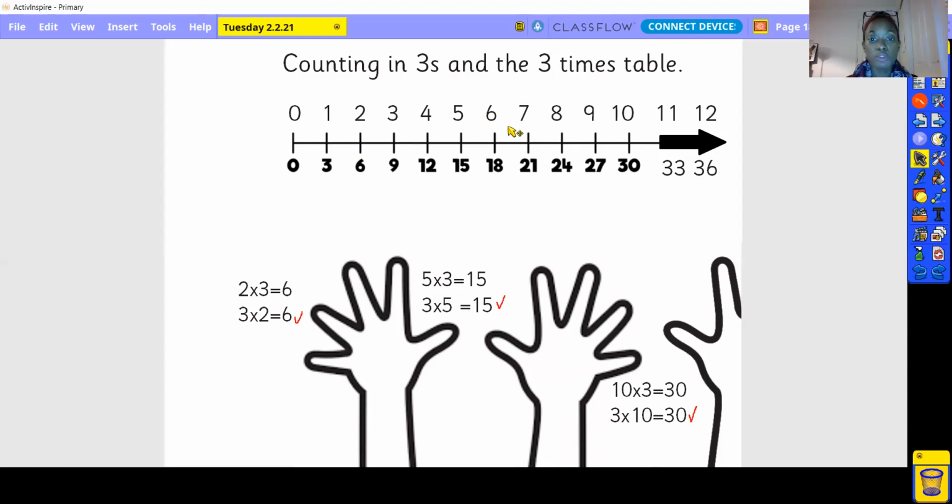7 times 3 equals 21. 8 times 3 equals 24. 9 times 3 equals 27. 10 times 3 equals 30. And 11 times 3 equals 33. 12 times 3 equals 36. There we go, the 3 times table. Hope that helps. Hope that makes sense.